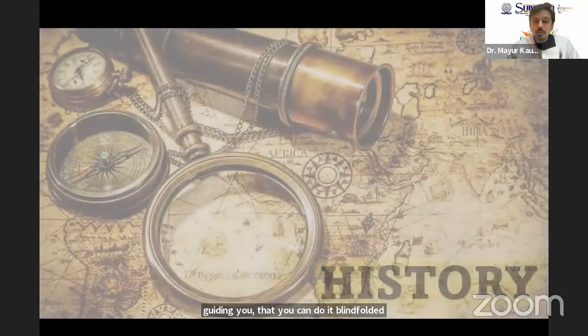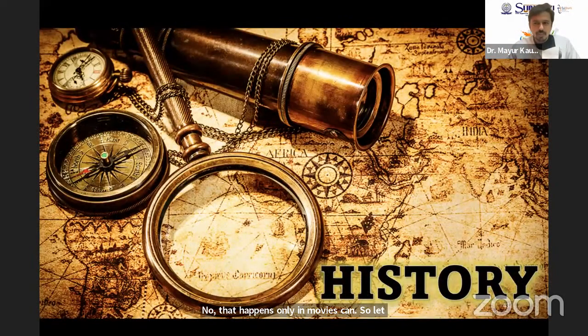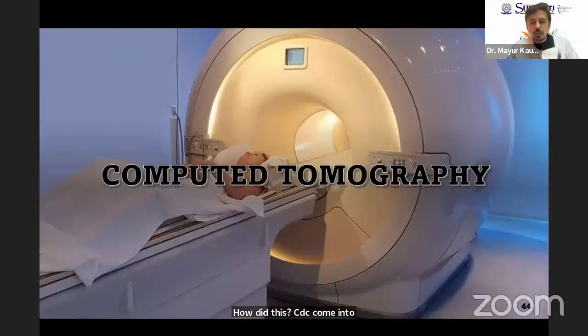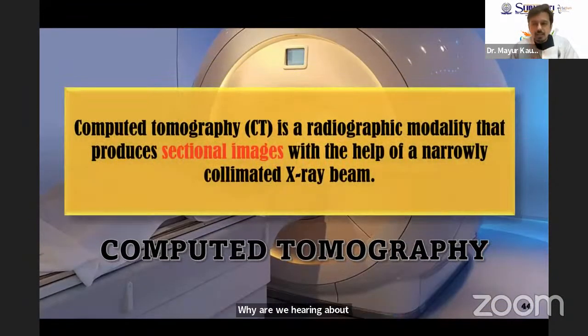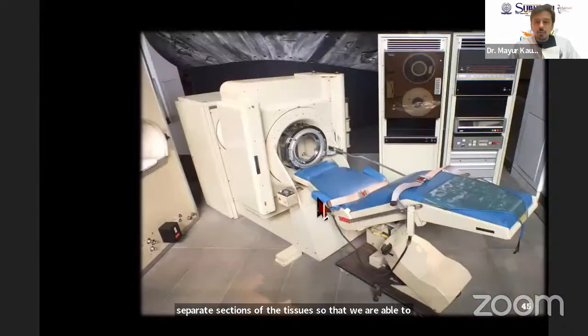Okay, so let us start with a small history. How did this CBCT come into existence? Is it a new thing? Why are we hearing about it only now? Computed tomography basically meant that sectional images are being taken. Basically, we are taking separate sections of the tissues so that we are able to see everything inside.